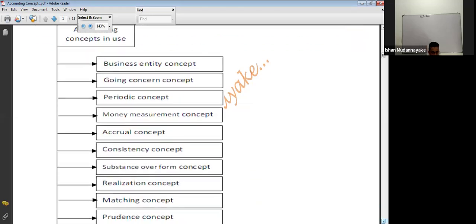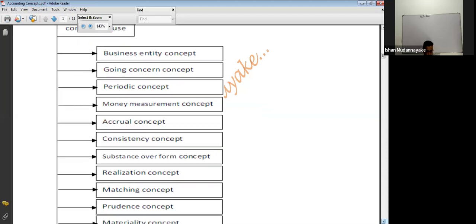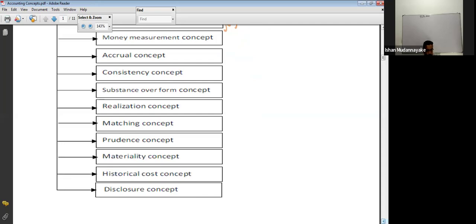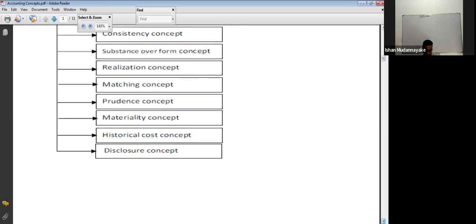Business entity concept, going concern concept, periodic concept, money measurement concept, accrual concept, consistency concept, substance over form concept, realization concept, matching concept, prudence concept, materiality concept, historical cost concept, and disclosure concept. Okay, accounting concepts.